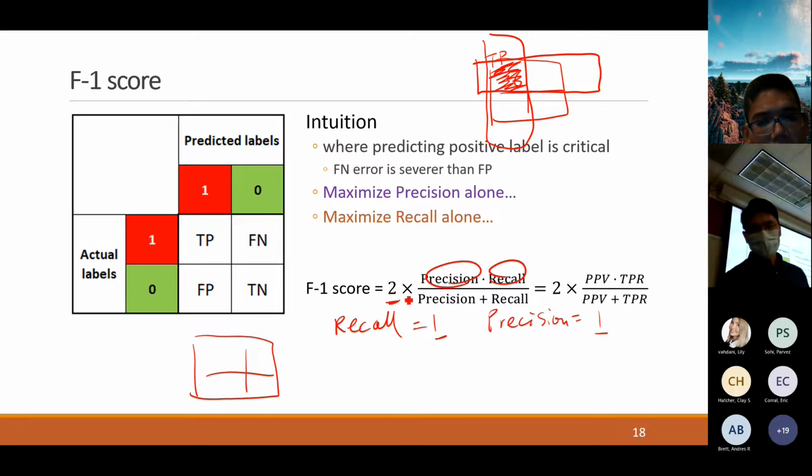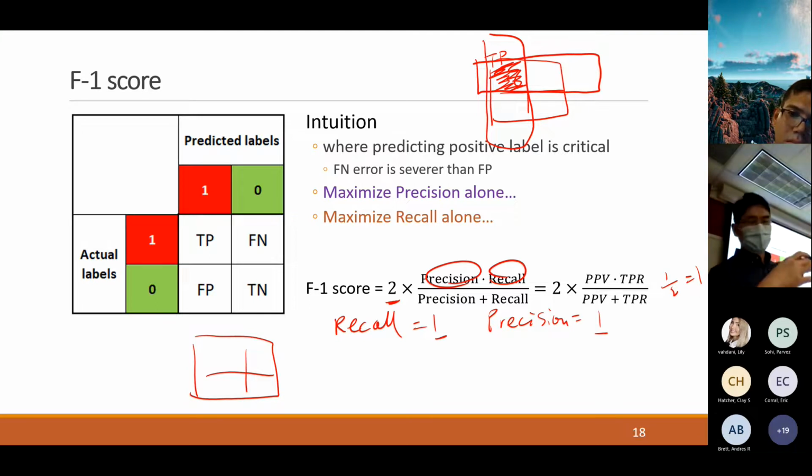Adding a factor of 2 is just to make sure that if it's perfect, it should be perfect. So if all of these are 1, then you have 1 over 2, and times 2, it becomes 1 again. So it scaled back to the same region, still between 0 and 1. But if any of these are not perfect, then you would almost certainly have a lower F1 score, but still close to 1. As long as it's close to 1, it's good, right?